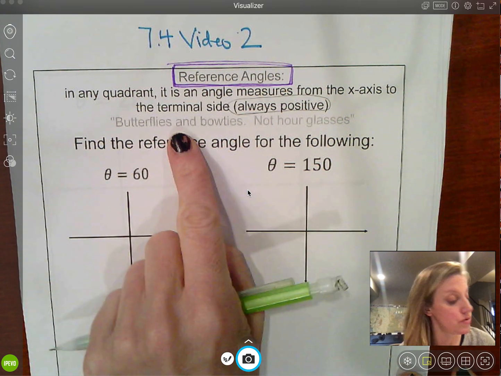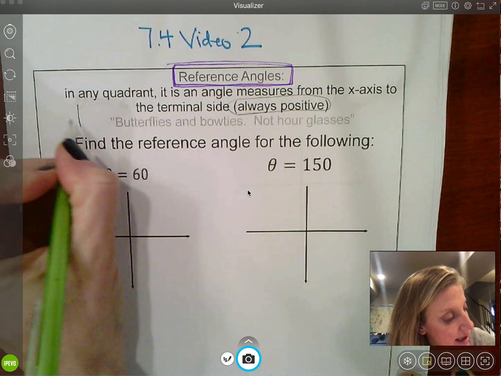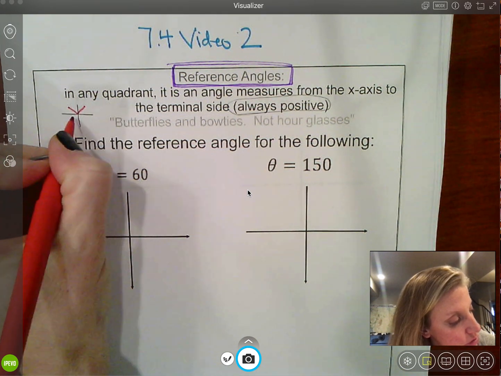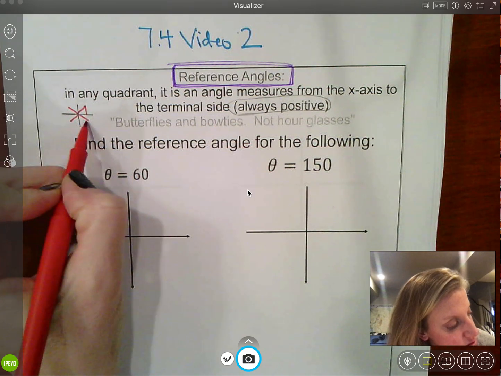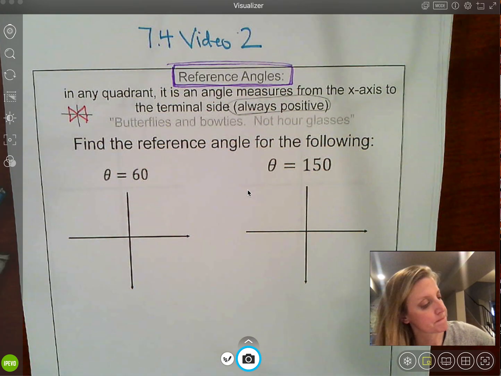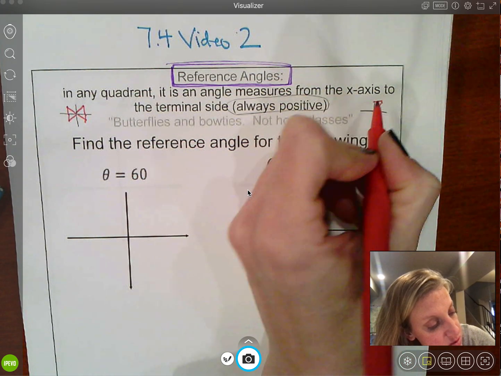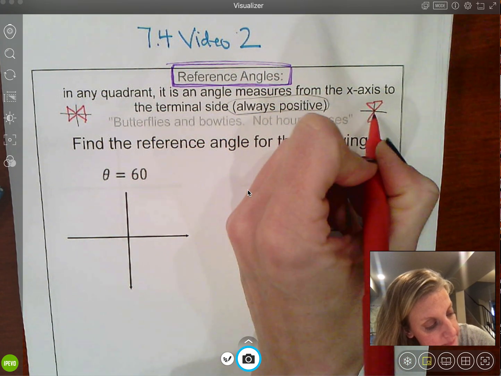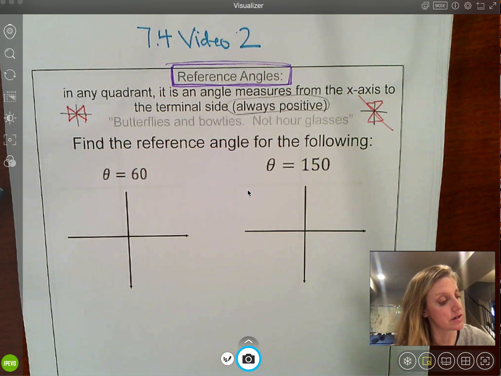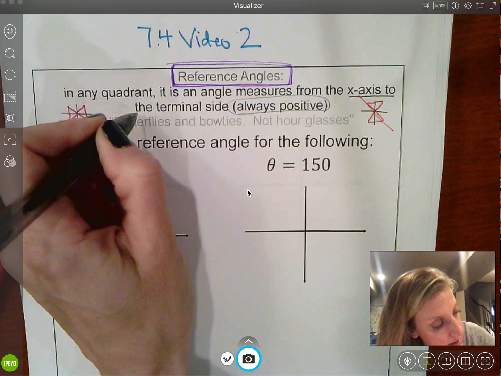And I give a little clue here where I say butterflies and bow ties, not hourglasses. What I mean by that is if you had a reference angle in quadrant 1, 2, 3, or 4, they connect with the x-axis. So it makes what looks like a butterfly or a bow tie. Where if you have your angle and you connect it with the y-axis, it looks like an hourglass. That's not what we want. So you always are going to connect from the x-axis to the terminal side. So you want to write that down.